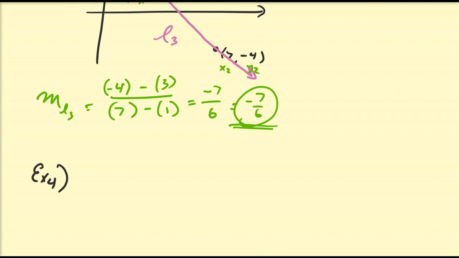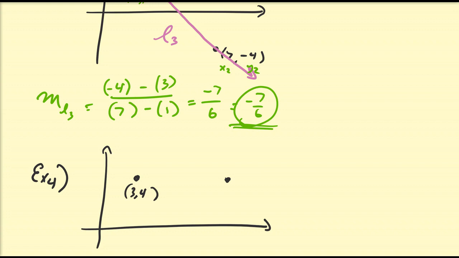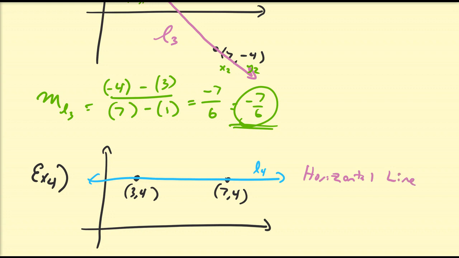So let's consider another example. Let's consider the point 3, 4 and the point 7, 4. Let's consider this line here. Let's call this line L4. Now, what observation can you make about this line? This is a horizontal line. It's a flat line. Well, all lines are flat in some sense, but it's like standing on the ground type of flat line. Also notice as an observation that the y-coordinates are the same.